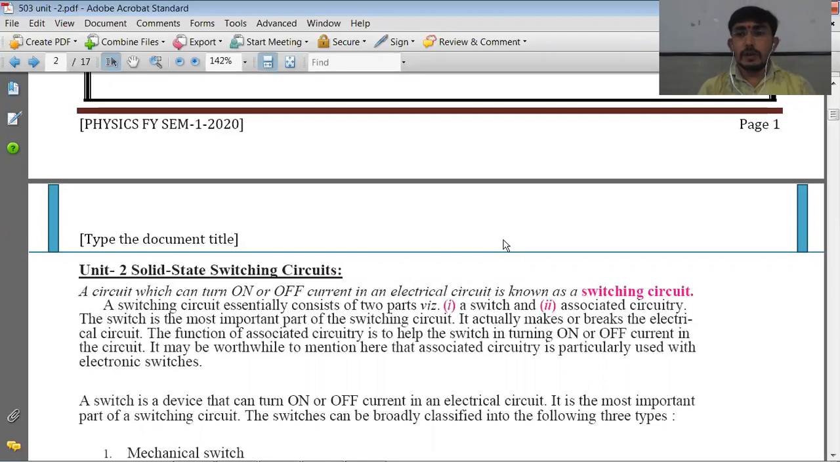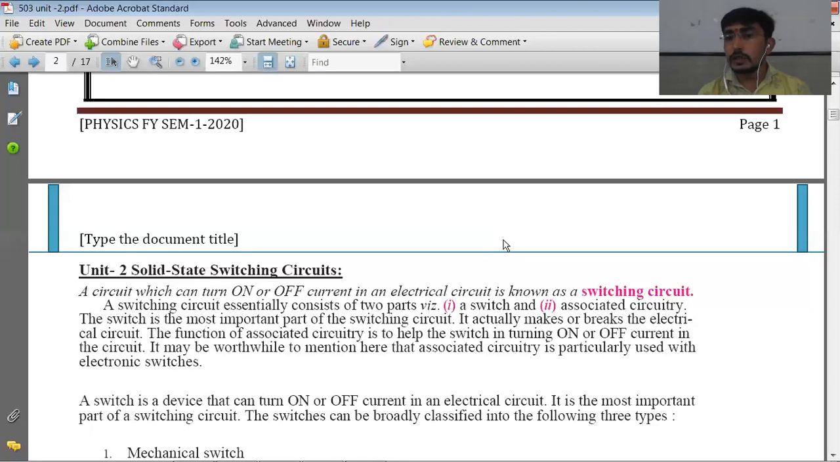Now we're starting chapter number 2, that is solid state switching circuits. In this chapter we already discussed what switching circuits are. A switching circuit is a circuit which turns on or off the current in an electric circuit.